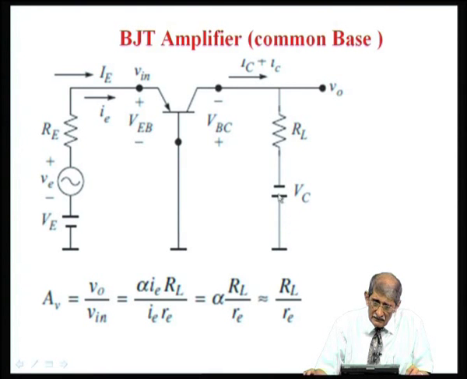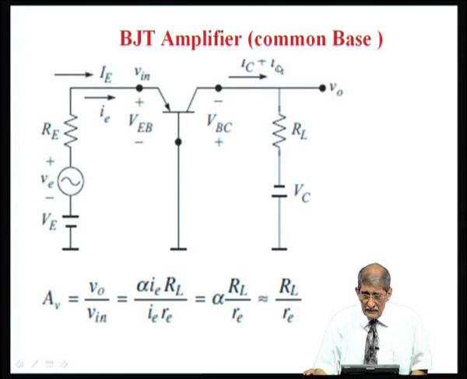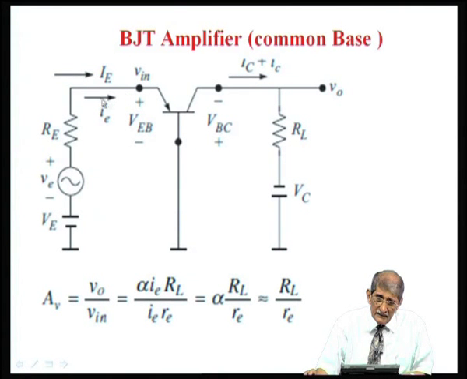So, V naught is the AC voltage. This DC you can remove by putting a capacitor, you can measure only the AC signal. So, I am considering the drop across this resistor R L, that is the signal current i C into R L, and the signal current is alpha times i E. So, alpha times i E into R L is the output voltage V naught, AC voltage small, and the input voltage is the AC current into the input resistance, i E times R E. Now, you can see i E gets cancelled, and alpha times R L by R E is the voltage gain, and alpha is almost equal to 1. Therefore, voltage gain is R L by R E.